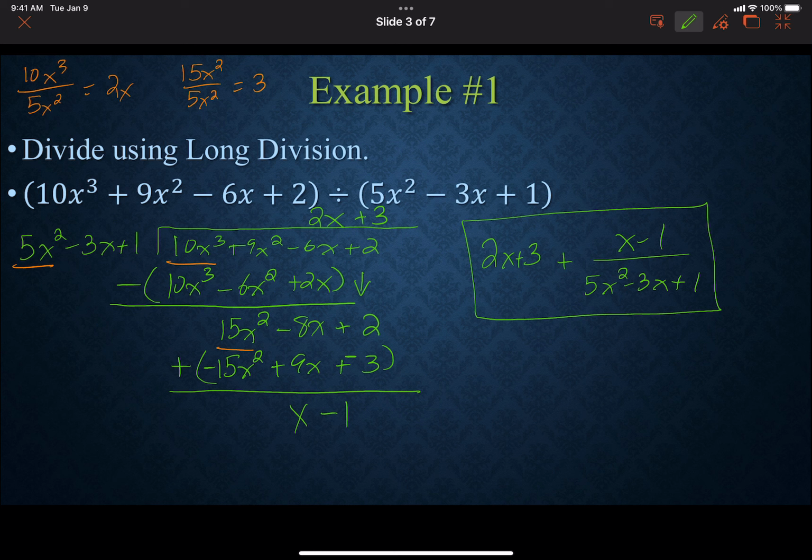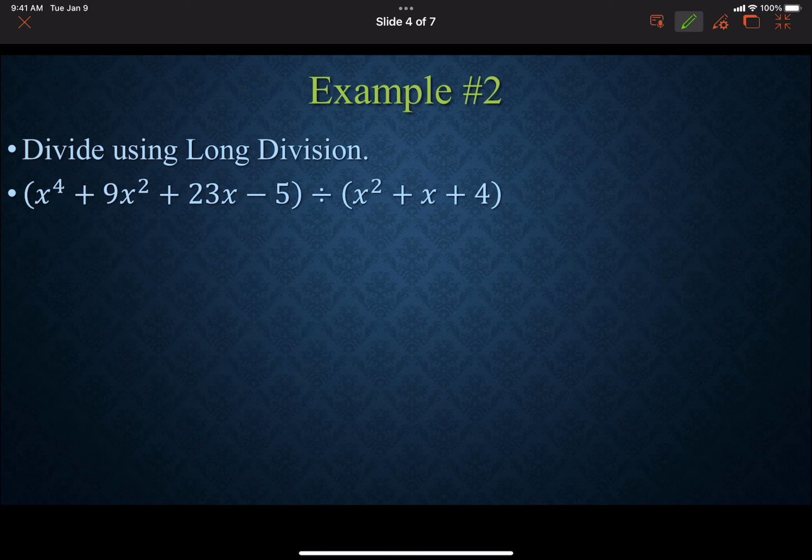And so the idea is we're just simply going through a long division process, seeing step by step: first term inside, divide by first term outside, multiplying the top to the outside there, subtracting, then adding the opposites, and then just repeating the process until we no longer have an expression that is big enough to divide into. All right, so if you take a look at this one right here, example number 2, we want to divide x squared plus x plus 4 into the x to the fourth expression.